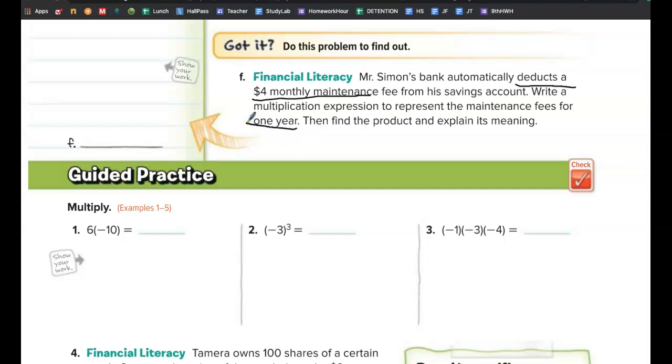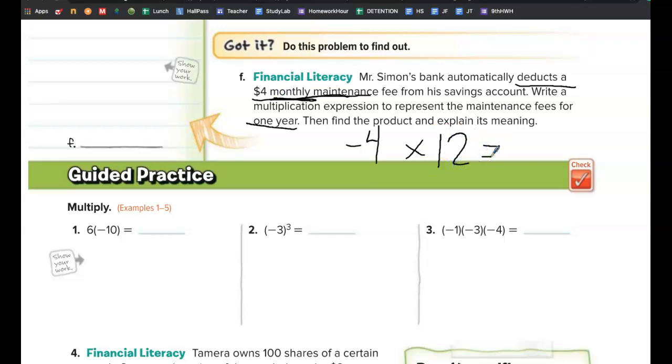The very end. What's the multiplication sentence going to be? Negative 4 times 1? Not to the 12th power. Everyone agrees deducts means to take out $4, so negative 4. Times, do they do it once a year or once a month? Monthly, so they do it once a month, so times 12, because that's how many months are in a year.